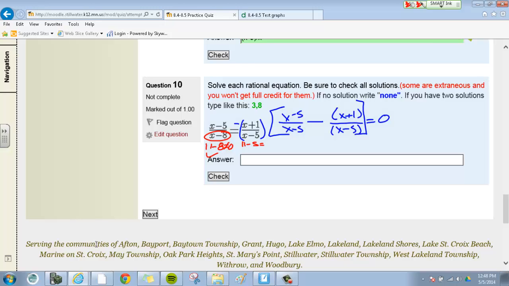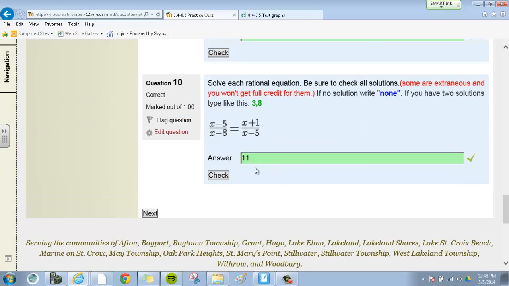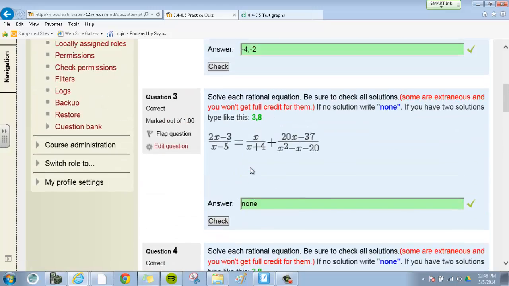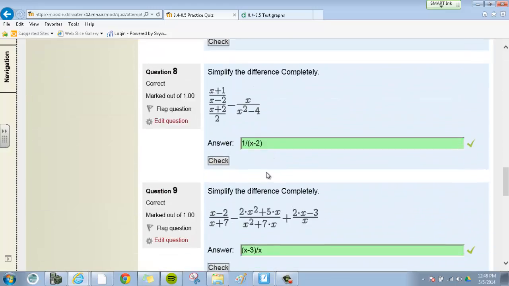So let's go and see if 11 will not be a true solution. That's what we've got to check for. So if you were to put 11 in this denominator, does it equal 0? Nope. 11 minus 8 does not equal 0. So that one checks off. And 11 minus 5 over here does not equal 0. So that one checks off. So 11 is our final answer.